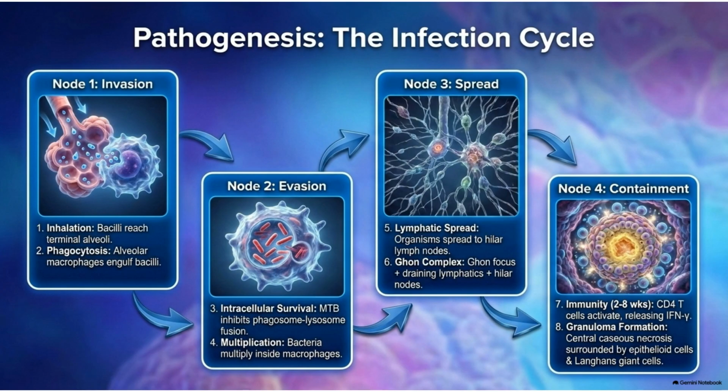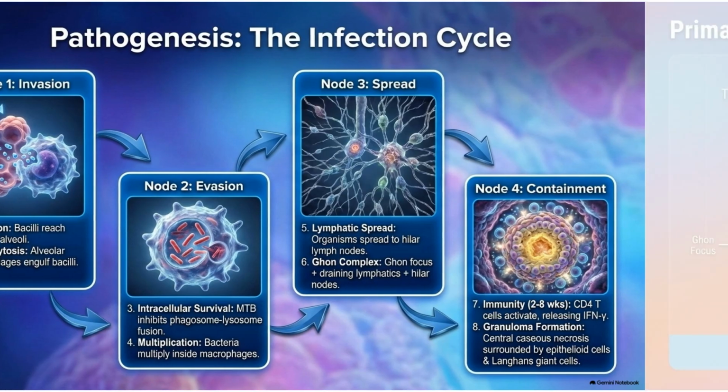The infection cycle begins with the inhalation of bacilli, which are engulfed by alveolar macrophages. The bacteria survive and multiply intracellularly, eventually spreading to lymph nodes. The body responds by forming granulomas, a critical step in containing the infection through an immune response.